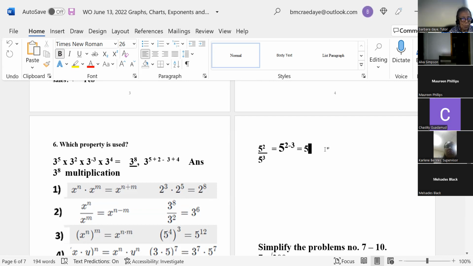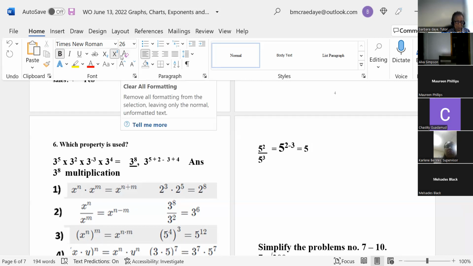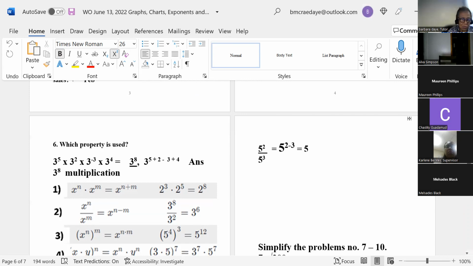Okay, 5 to the second minus 3. What would be the power? What would be the power? What's a plus 2 and a minus 3, Alva? A plus 2 and a minus 3 is what?